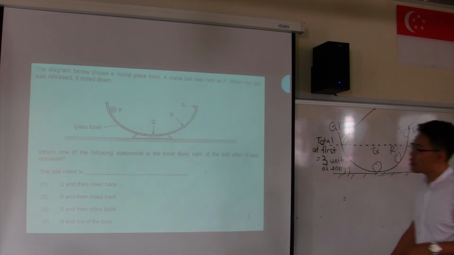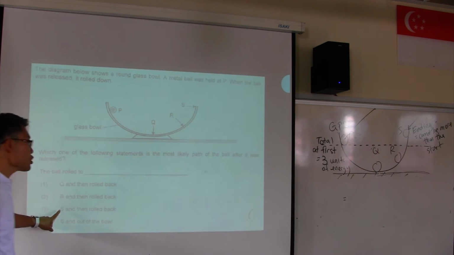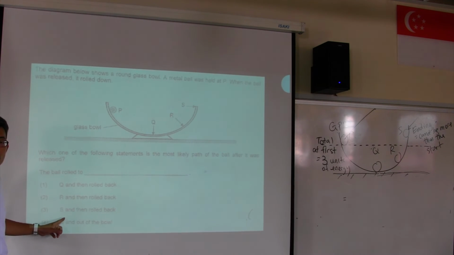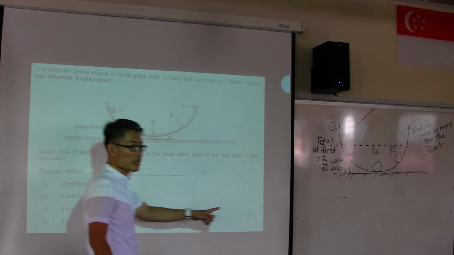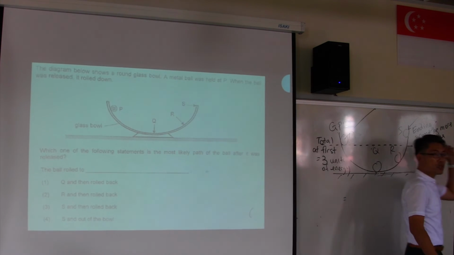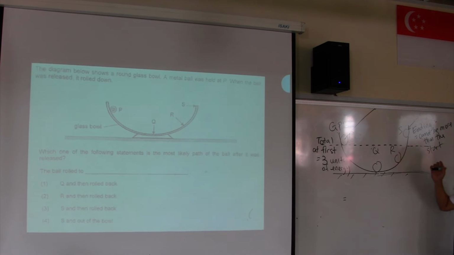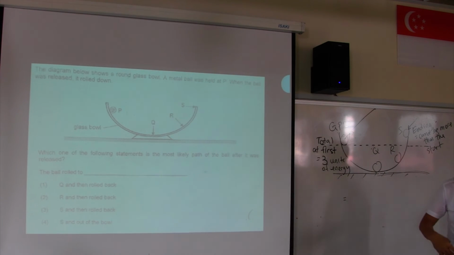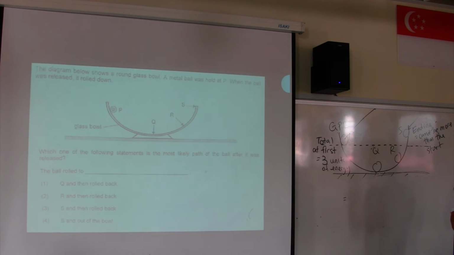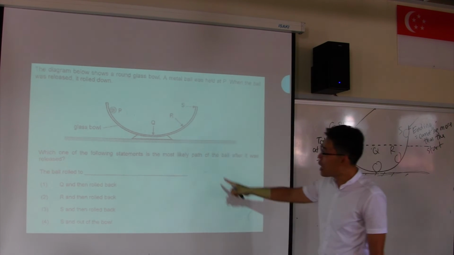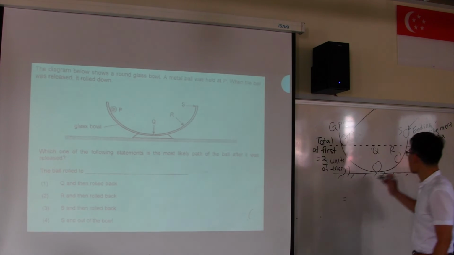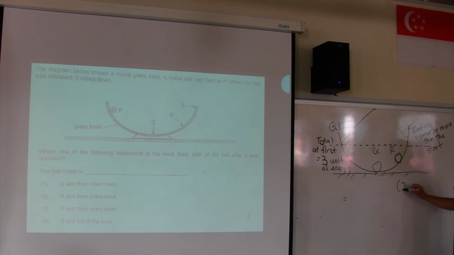Let's see why is 3. Those who chose 3 say the ball can go to S. Alright? So just now my lesson was to rule out S as an answer. So option 3, option 4 are out. So the rest of you now, the key thing is, are you correct? You see it roll to R and then roll back. You are right. Okay? Answer is 2.